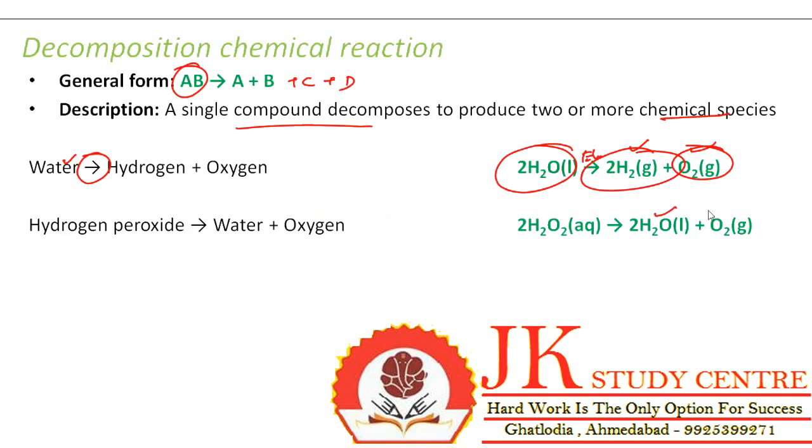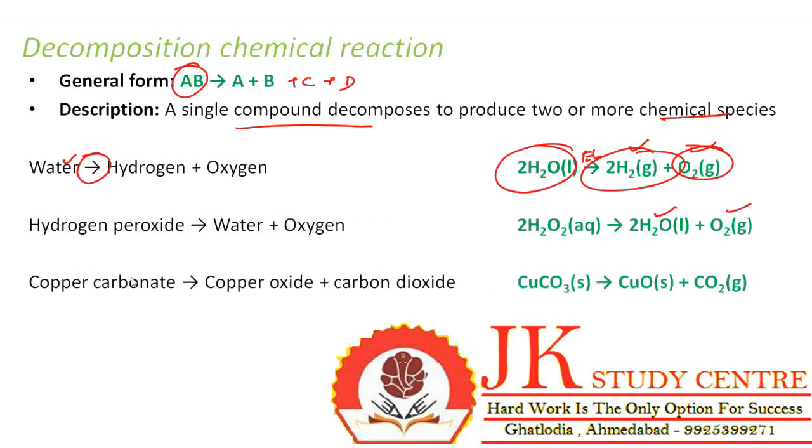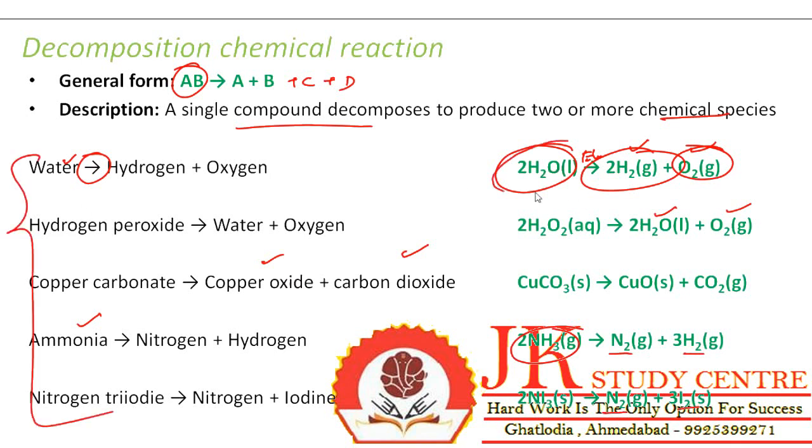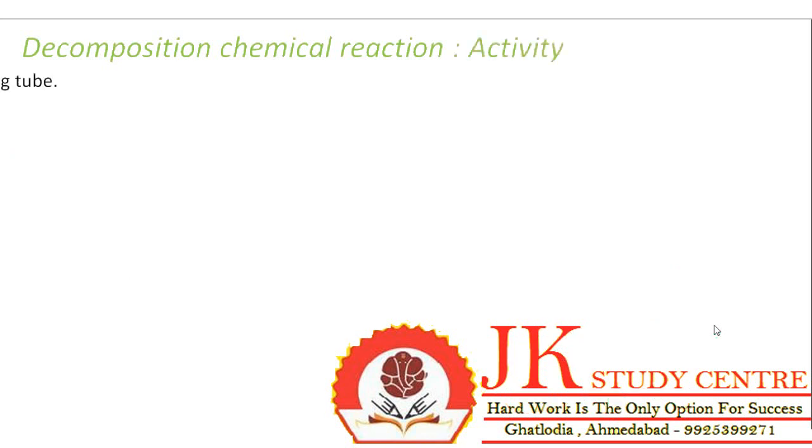Hydrogen peroxide is converted to water and oxygen when you pass something. We have copper carbonate, you heat it, and it becomes copper oxide and carbon dioxide. You have ammonia, you can convert this to nitrogen and hydrogen. So one compound into two smaller compounds. You have nitrogen triiodide, you can convert it into nitrogen and iodine. So these are the chemical reactions where the common thing is you have one big compound and it breaks into smaller species. This is an example of a decomposition chemical reaction. Correct.